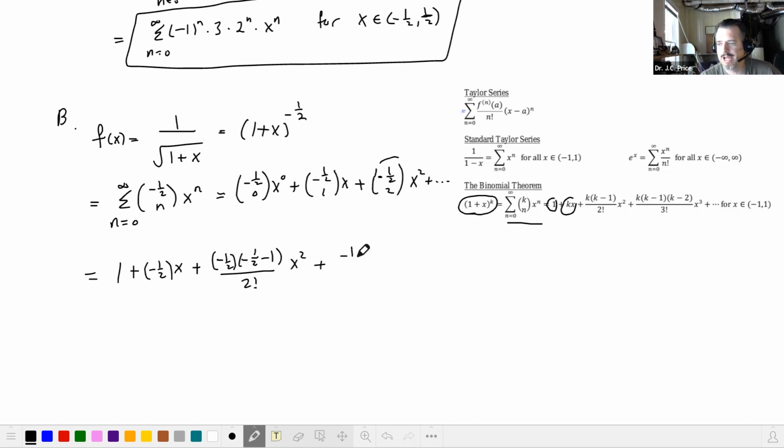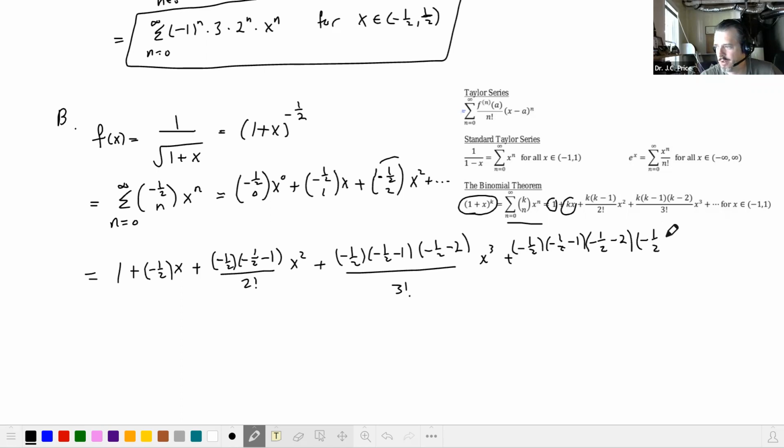And you're going to have to do a couple of these. So I'm going to do -1/2 choose 3. So it's -1/2, -1/2 minus 1, -1/2 minus 2, and my brain likes that. There's 3 things divided by 3 factorial, x cubed. And I'm even going to do one more just to hit it home. So I'm doing choose 4 now: -1/2 times -1/2 minus 1 and -1/2 minus 2.